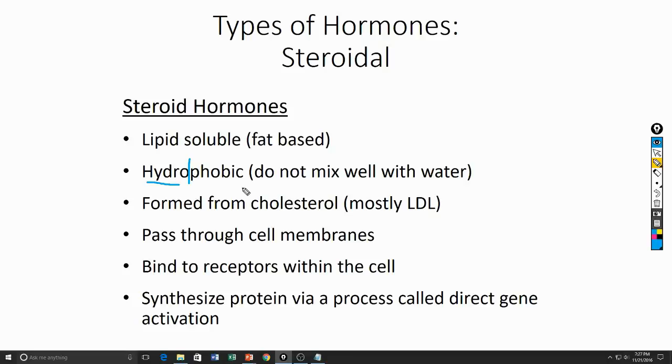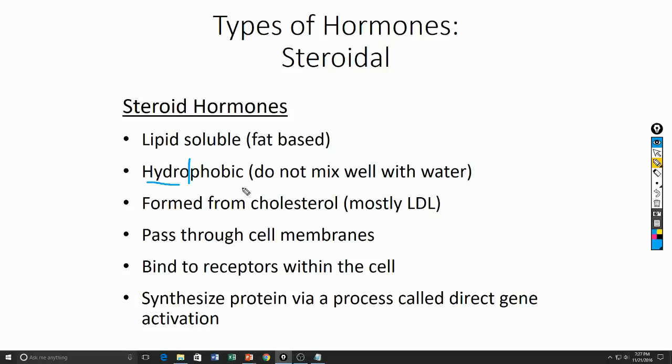You guys ever heard the term they get along like oil and water? It's that same instance where they don't mesh, and it has to do with the polarity of it. So they're hydrophobic. They're formed, as I said, from cholesterol. Now, the fact that they're lipid based and hydrophobic actually makes them able to pass through cell membranes.